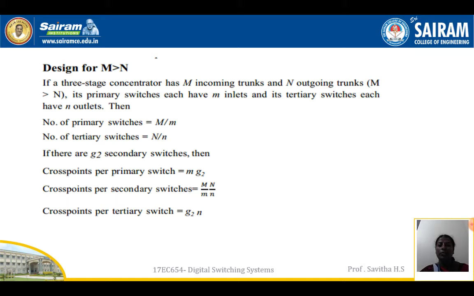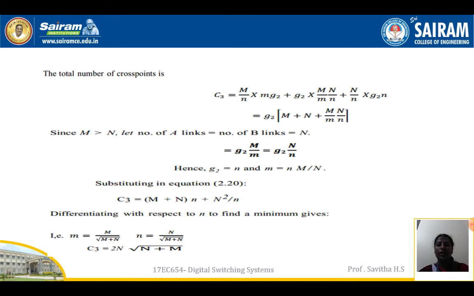If there are G2 secondary switches, then the cross points for a primary switch is m into G2. The cross points for secondary switches equals m by m, n by n. Cross points per tertiary switch is G2 into n. Total number of cross points C3 is equal to m by n into m G2 plus G2 m by n, n by n plus n by n into G2 into n. If you take G2 as common, m plus n by m, n by n.